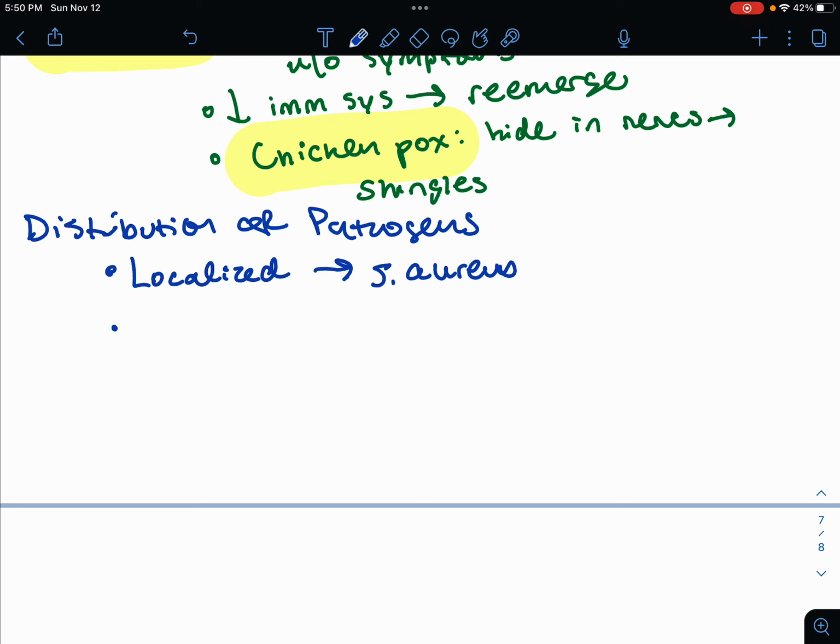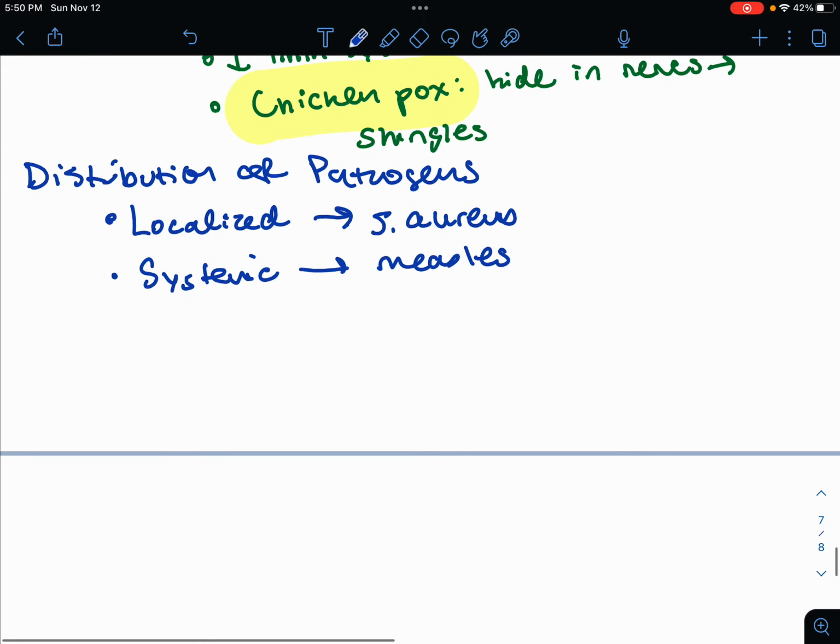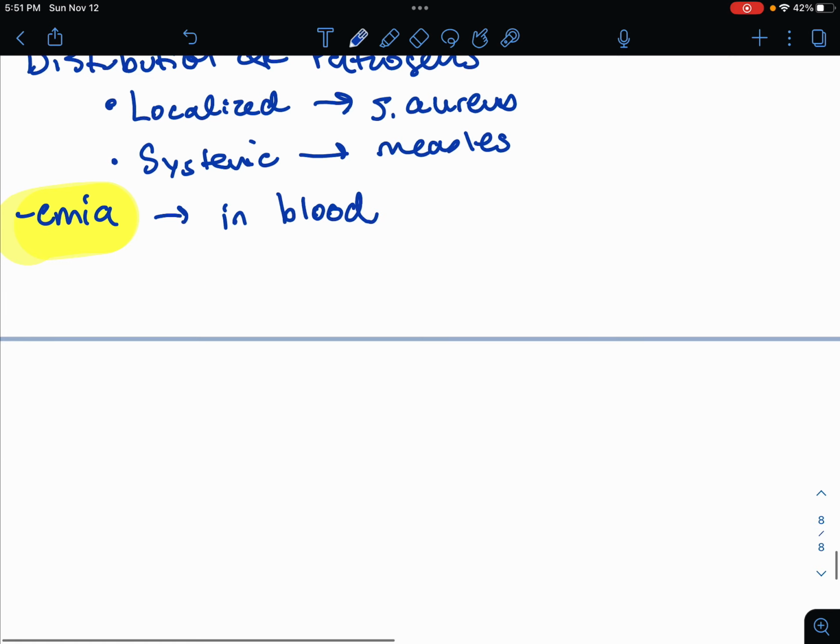A systemic infection will go throughout the body, such as measles. And -emia, when we talk about -emia, that means in blood. This means that the pathogen is in the blood. So we have things such as bacteremia, which is going to be bacteria circulating in the blood. Not necessarily a disease state. This could actually be caused by toothbrushing. Toxemia, viremia, and then sepsis.